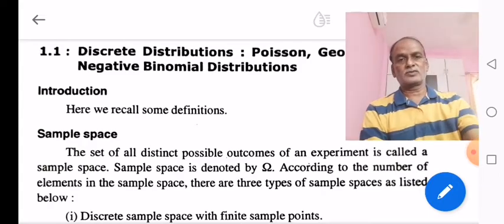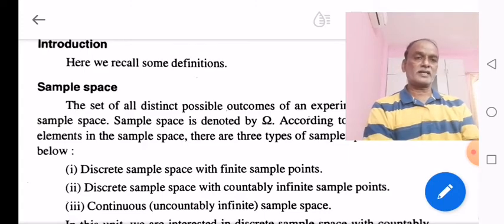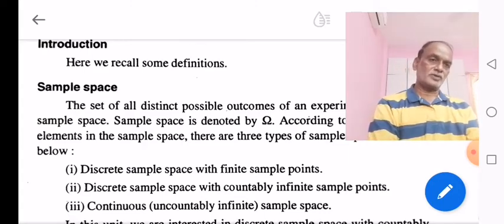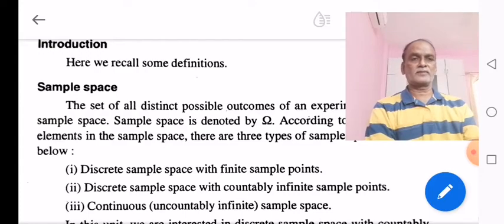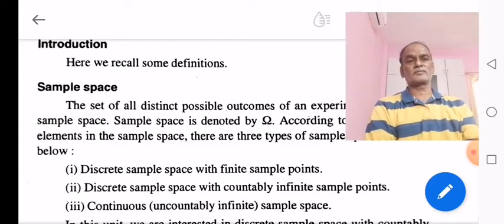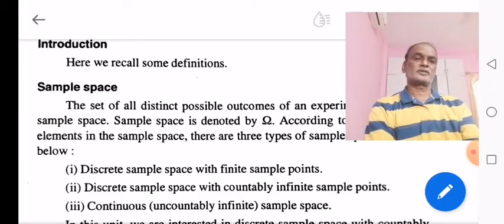So what are they? Respectively, first one, discrete sample space with finite sample points. This we have already seen in the BSc part first. For example, a single coin is tossed one time, then we know that there are only two possible outcomes, head and tail. Head is the first sample point, tail is the second sample point. We can count this one, two, like that, and therefore this is an example of a discrete sample space with finite sample points.